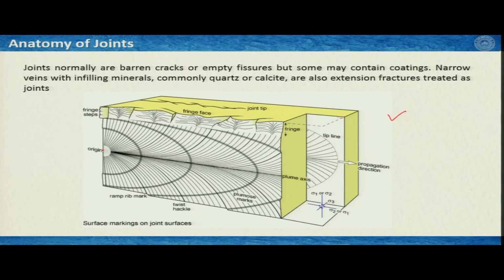So the joint originated from here, and then it propagated in this direction. So the fracture plane originated here, and then it propagated radially this way in all these directions, with the major growth direction in this, and this is known as the plume axis. Now the joint surface is characterized by feather-like marks, which you see here. Let me clean this.